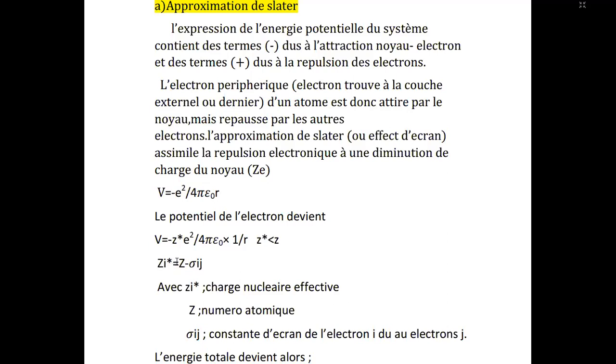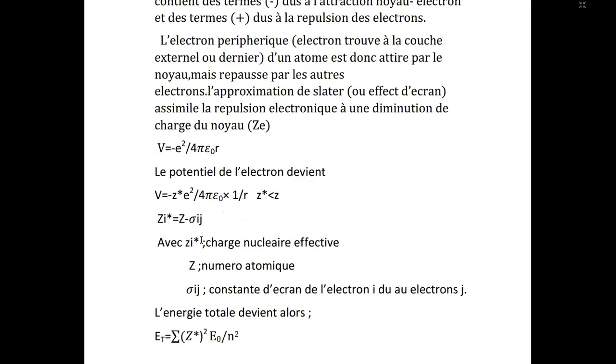So the effective charge is equal to Z minus phi ij. I'll explain. Z star is the effective nuclear charge. Z star is the charge of the nucleus which is effective, in such a way that it is the charge acting on the electrons of the second shell and the electrons of the third shell. That's what we call the effective charge of an electron.